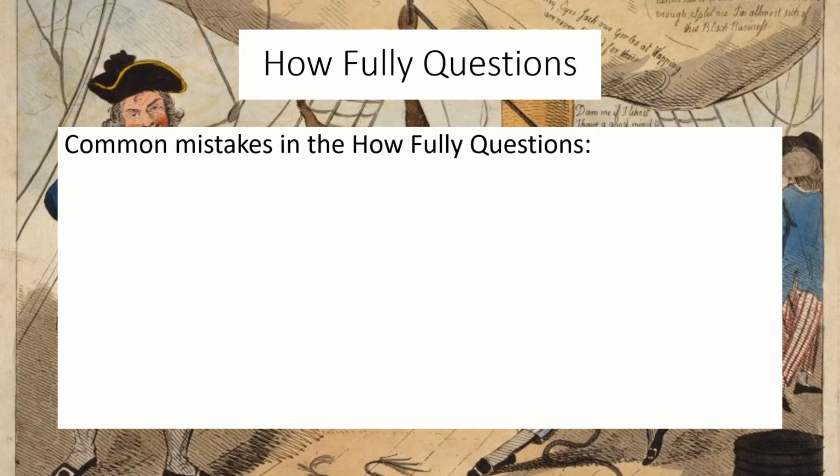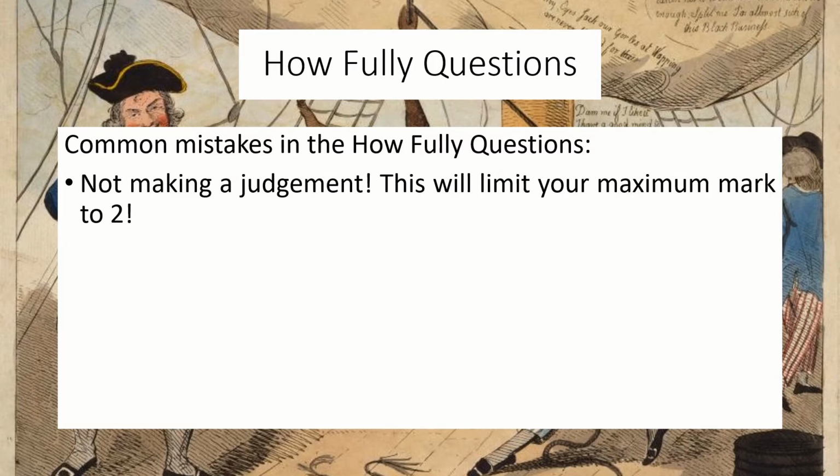Now the common mistakes in the how fully question are, first of all, not making a judgment. If you don't start off by saying source A quite fully explains the reasons why the slave trade benefited Britain, or source A quite fully describes the actions of the Ku Klux Klan, your maximum mark that you can get is 2. So you must make sure that you always start off with a judgment.